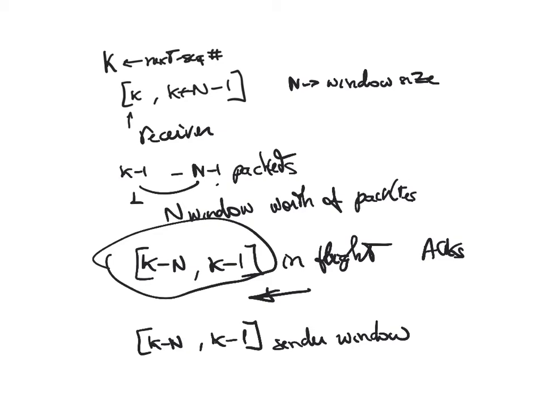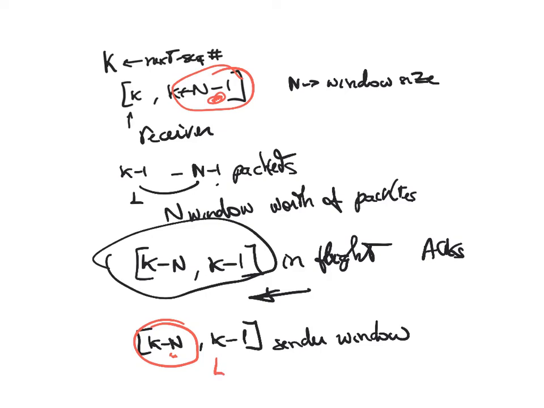So if you look at the lower edge, let me change the color, the lower edge right here, and the upper edge right here for the receiver. So this is the lower edge of the sender window, and here at the top we have the upper edge for the receiver window. So I have to make sure that there is no overlap between these two.